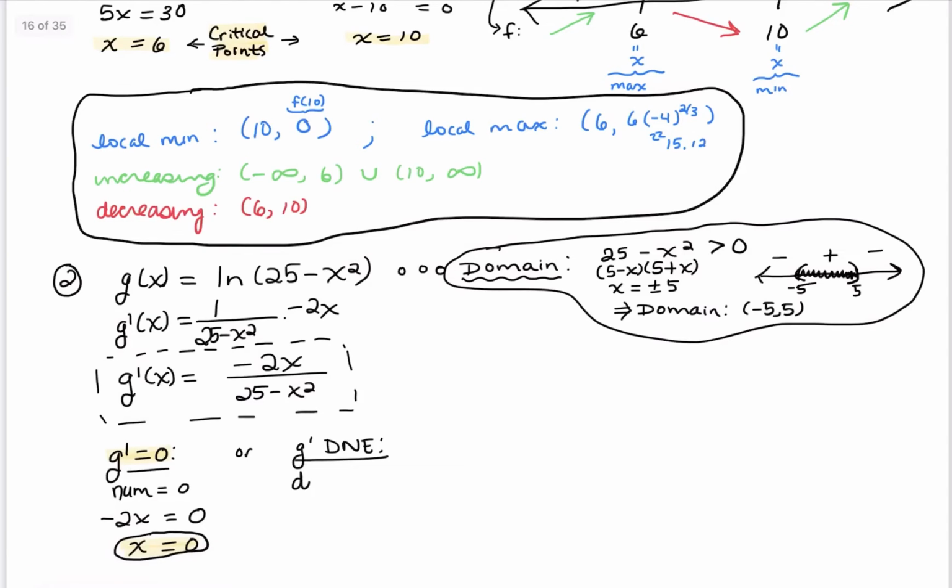Now, if I think about where the denominator goes to 0, this, of course, is where g prime does not exist. 25 minus x squared equals 0. Again, either think about factoring it like we did up above, or the other way to go would be to add the x squared to the other side. And then when you take the square root, you have to remember to introduce the plus or minus square roots. So you get plus or minus root 5. These are technically not critical points, and let's observe why. These are actually not in the domain of G. So by definition, not a critical point.